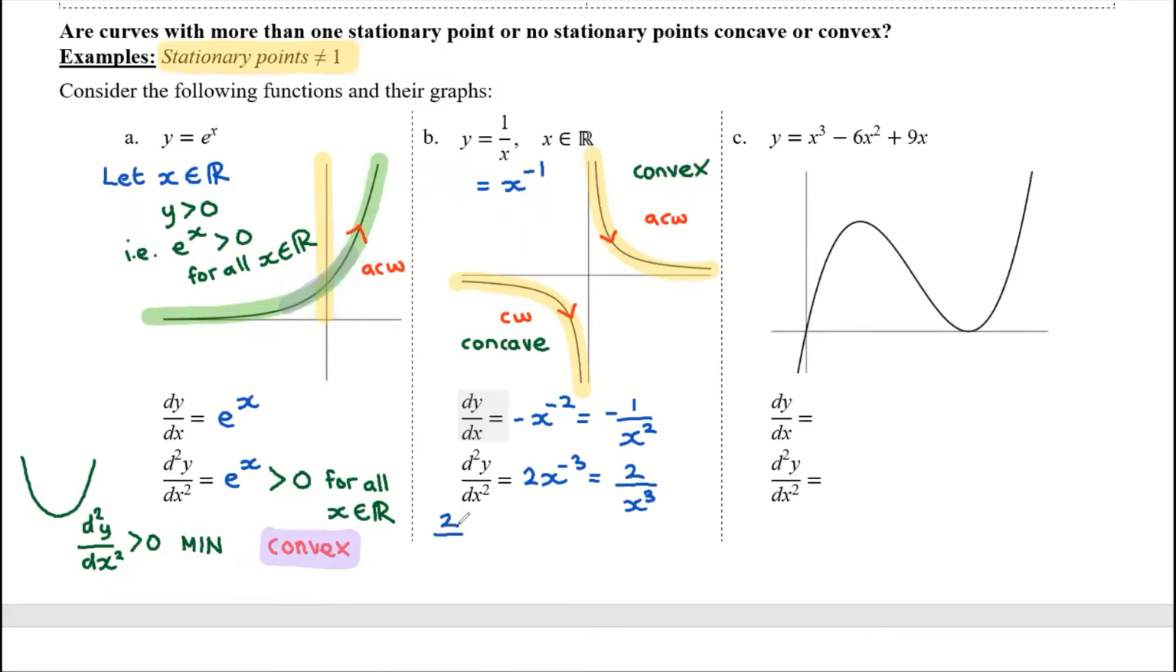So we have 2 over x cubed. Now, this would be positive if, now I'm going to hopefully try and convince you. Rearranging this is going to be difficult, okay? Because it's an inequality with a 0 in it, and if I cross multiply, I'm going to get absolutely nowhere.